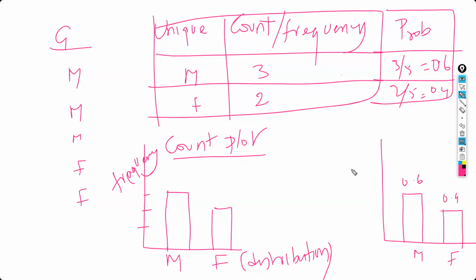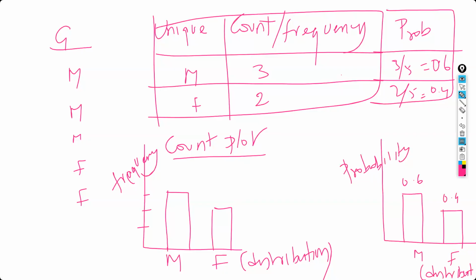What is there on the y-axis? Probability. I am writing probability. On x-axis, what I am writing? Distribution. Now, this is called as probability distribution. This is called as frequency distribution. This is called as probability distribution.